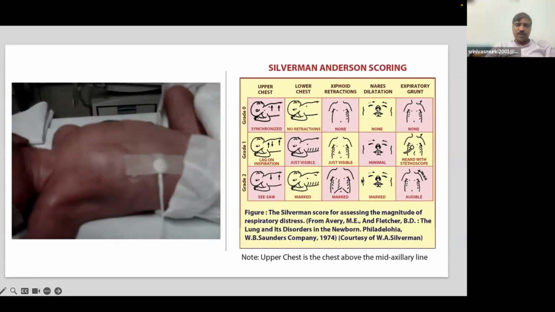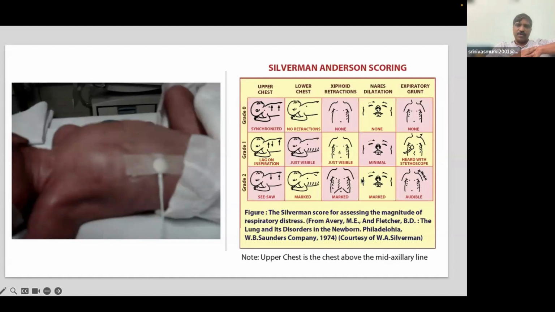So upper chest was how much? Upper chest was how much? The abdomen is going up, the chest is not coming up. So this is 1. How much is the lower chest? Again 1. Sternal 1. And flaring is there.